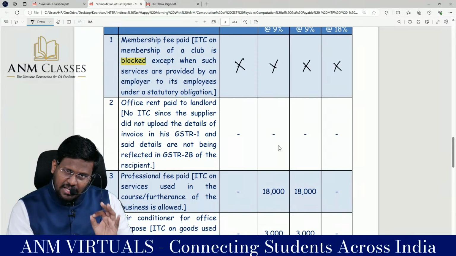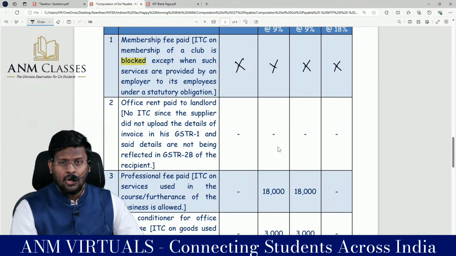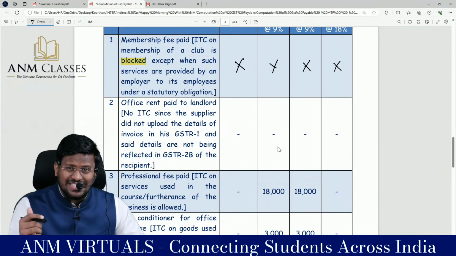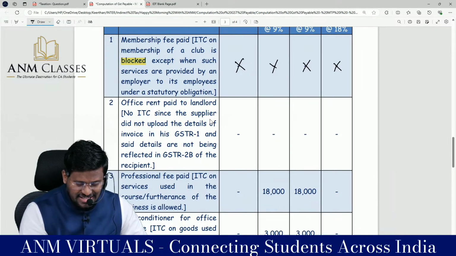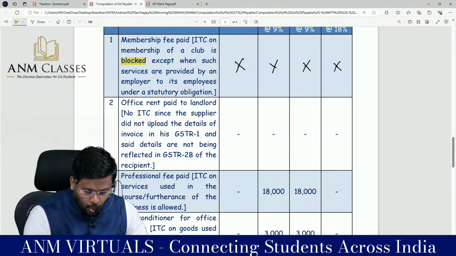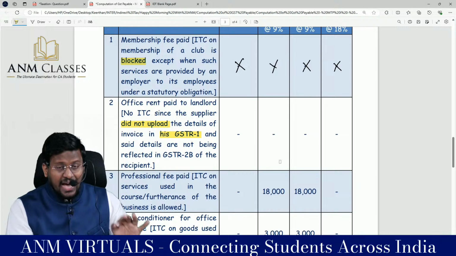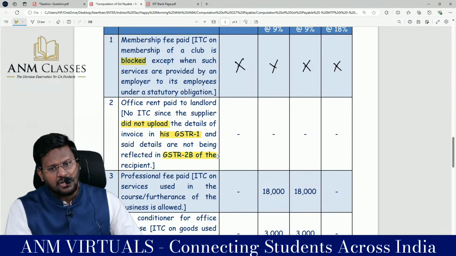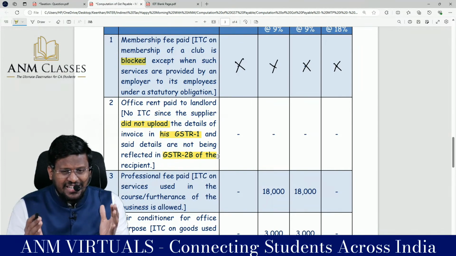Here, this is in the course of furtherance of business. We have paid the GST also. But that landlord has not uploaded GSTR 1, which is his outward supply. So no ITC, since the supplier did not upload the details of the invoice in his GSTR 1, and said details are not being reflected in GSTR 2B of the recipient. So this is restricted ITC.